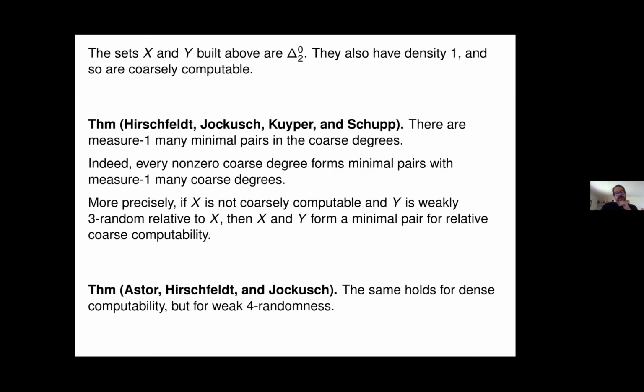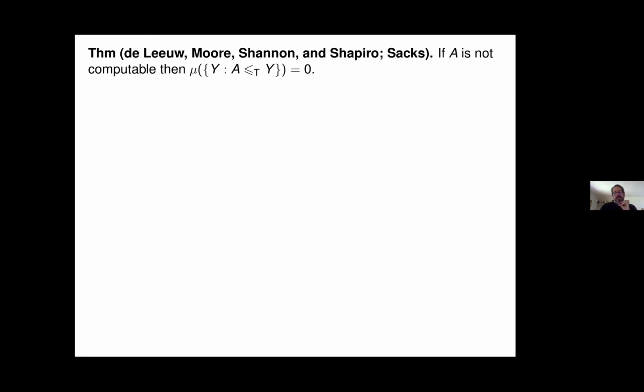So let me say something about how these results are obtained, but going back actually to Turing reduction, one way to get minimal pairs there. So there's this very well-known classic result, first proved by de Leeuw, Moore, Shannon, and Shapiro, and then stated in this precise form and proved independently a little bit later by Sacks, that if a set A is not computable, then its upper cone, the set of all Y's that can compute A, has measure 0. This is measured in the usual sense, Lebesgue measure.